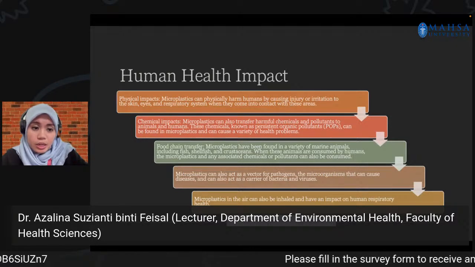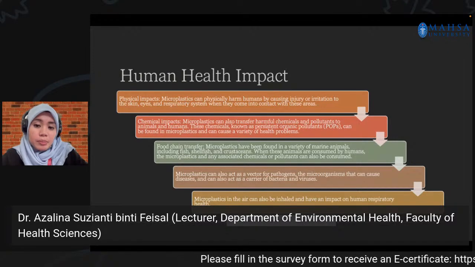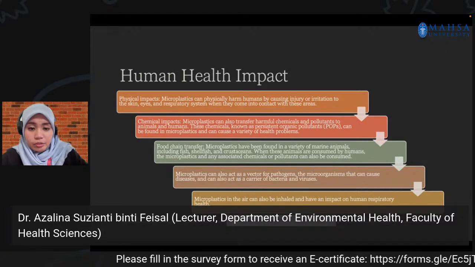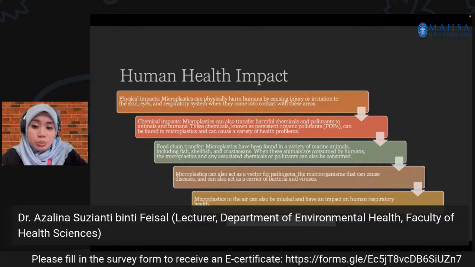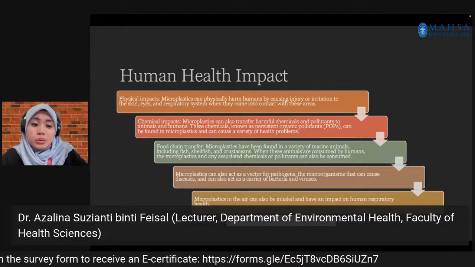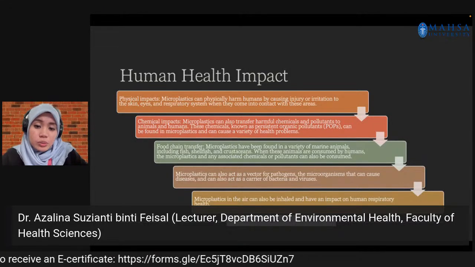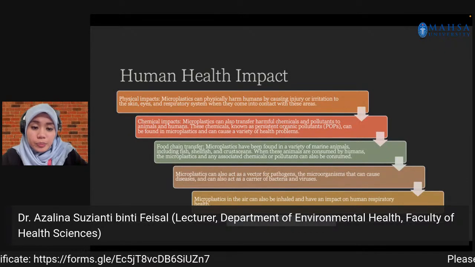organic pollutants. Food chain transfer can be found in marine animals, including fish and shellfish, and when we consume these animals, we also consume the microplastic, which is associated with the chemicals or pollutants that we then consume.